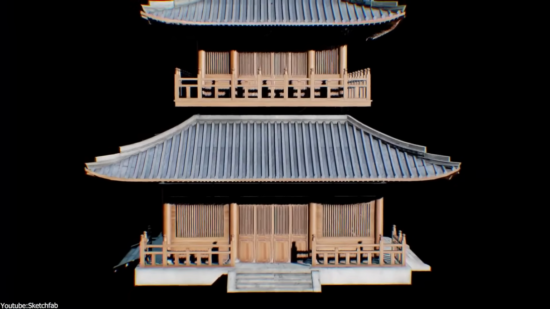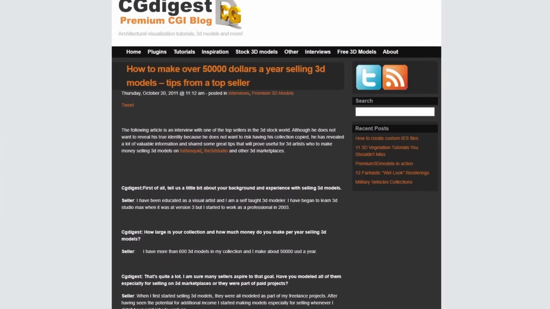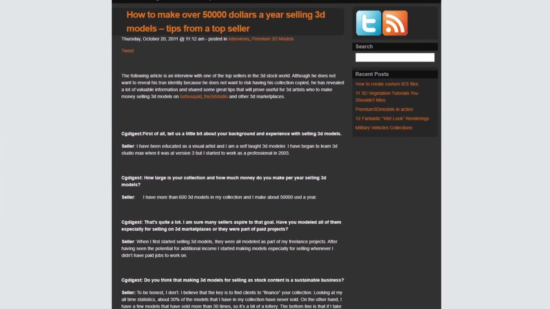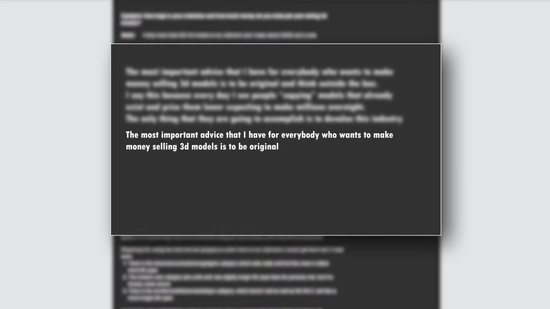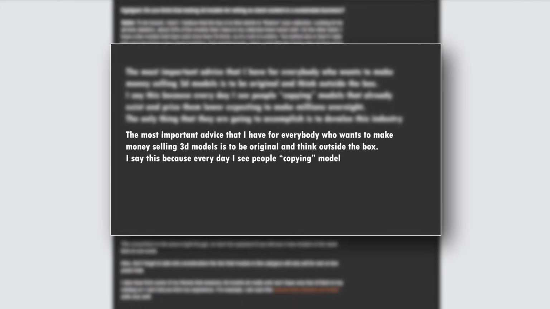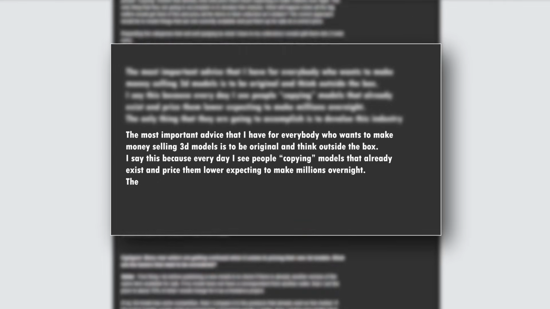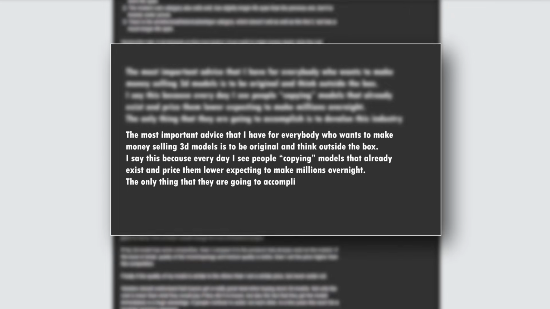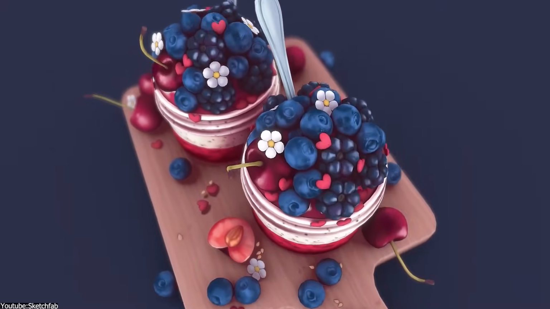From a client's perspective, I feel like this resulted in a saturated market without a lot of good quality assets to pick from. Just like how CG Digest, a 3D bestseller, said, the most important advice I have for everybody who wants to make money through selling 3D models is to be original and think outside of the box. I say this because every day I see people copying models that already exist and pricing them lower, expecting to make millions overnight. And the only thing that they are going to accomplish is devalue the industry. And I personally think this is a problem.